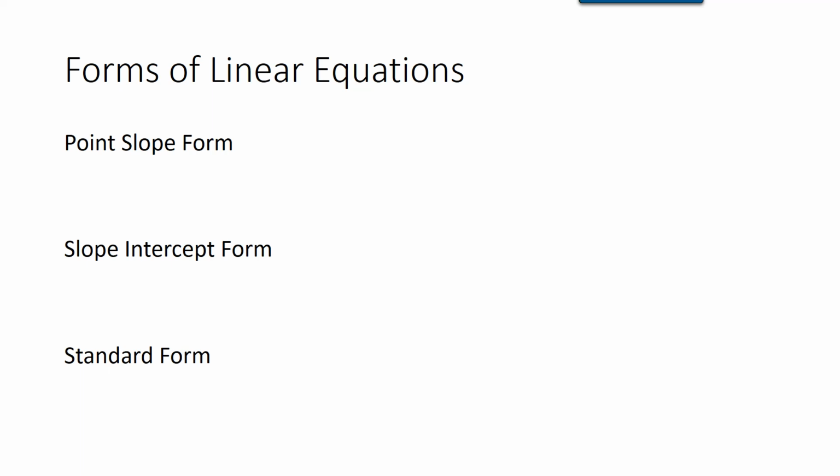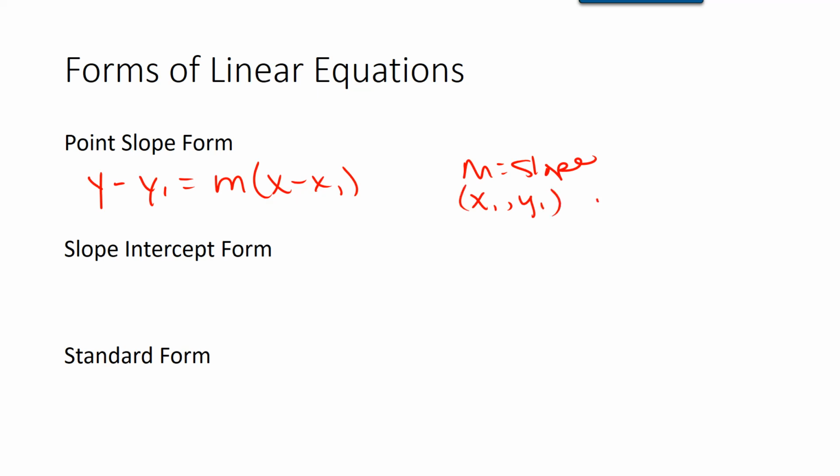The first one is point slope, which is y minus y1 equals m times x minus x1, where m is the slope of the line, and then (x1, y1) is any point on our line. Okay, that's the most generic form because it can use any point that we have on the line.